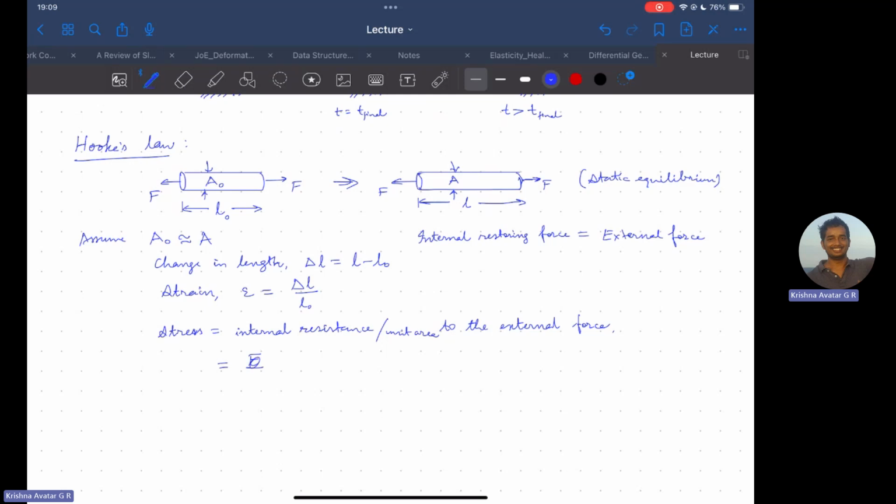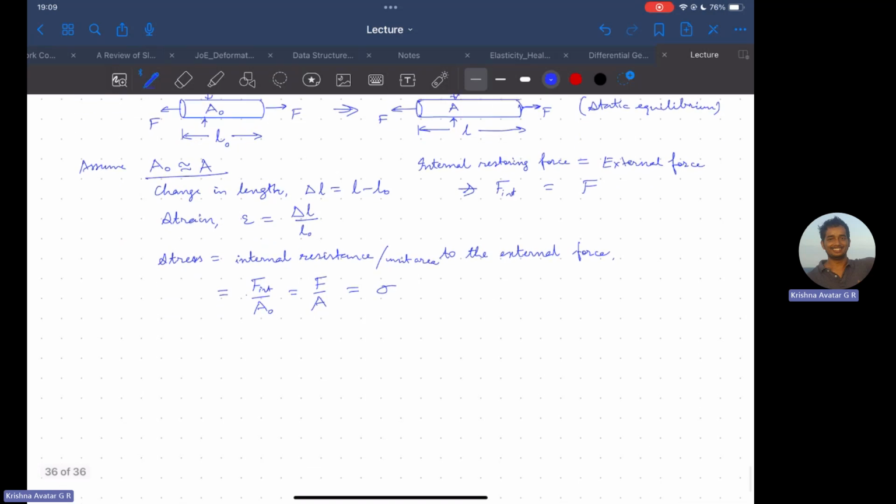So in this case, at equilibrium, what we know is just F internal is equal to F external, right? So in this case, it will be F internal divided by A naught. And this is the same as, of course, it should be A, but since we have already assumed that A naught is almost equal to A, it's just A naught. Then we'll have F by A, and this we call sigma.